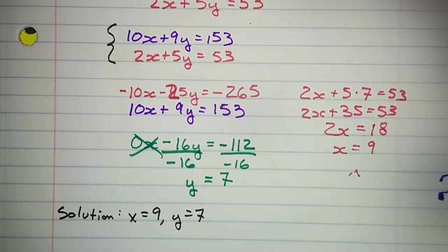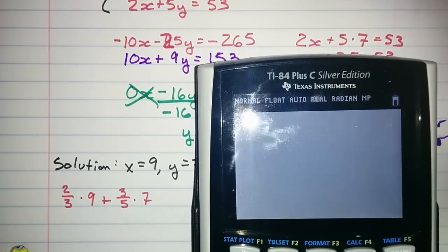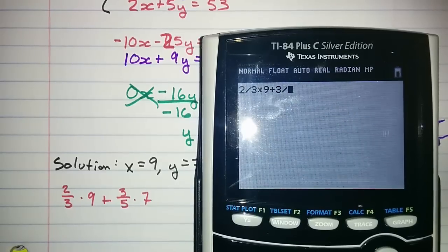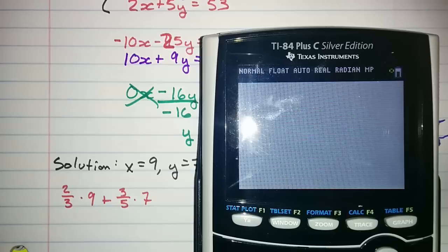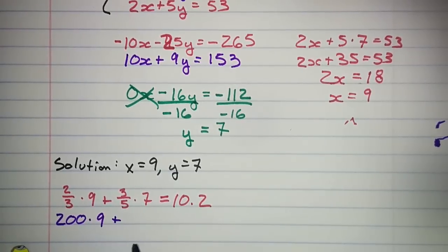I'm going to check that in my original equations. 2/3 times 9 plus 3/5 times 7. I'm going to put that into the calculator as 2 divided by 3 times 9 plus 3 divided by 5 times 7. And that does indeed come out to 10.2. Second equation, 200 times 9 plus 500 times 7. That does indeed come out to 5,300. So that solution actually works.